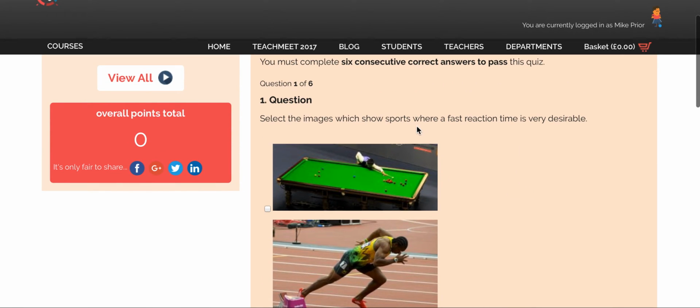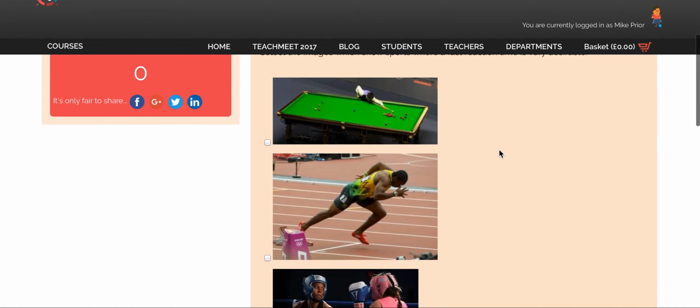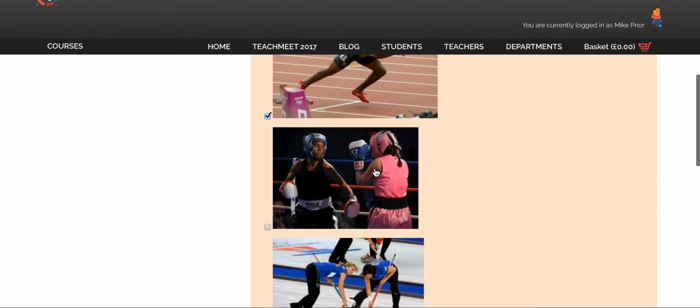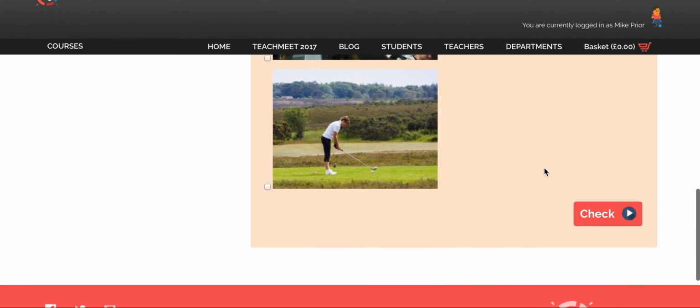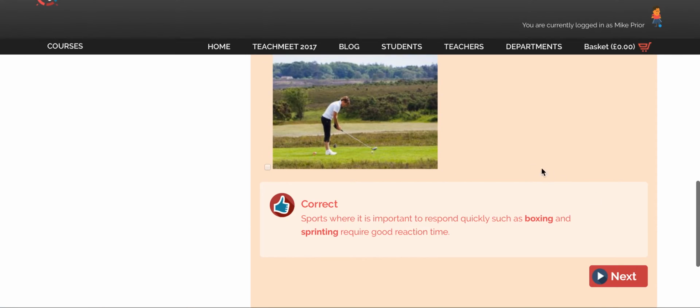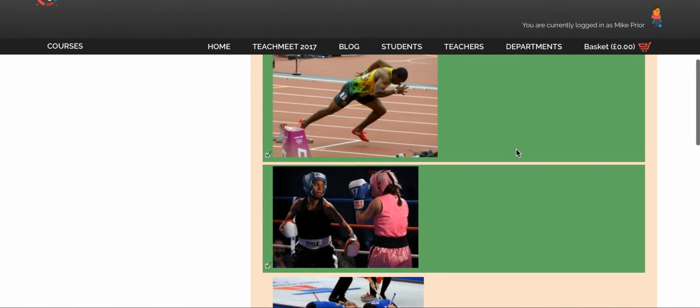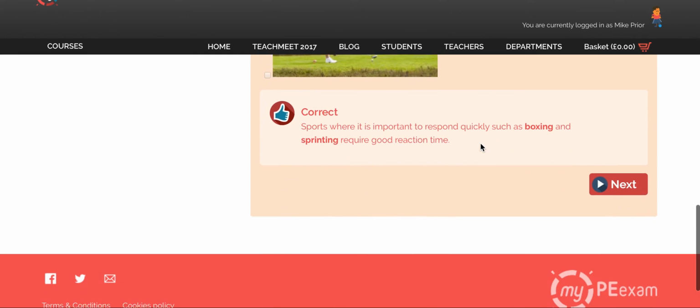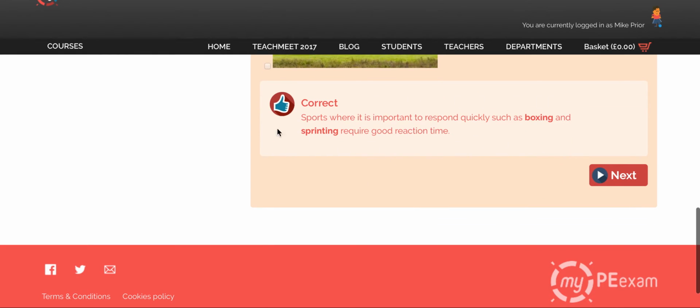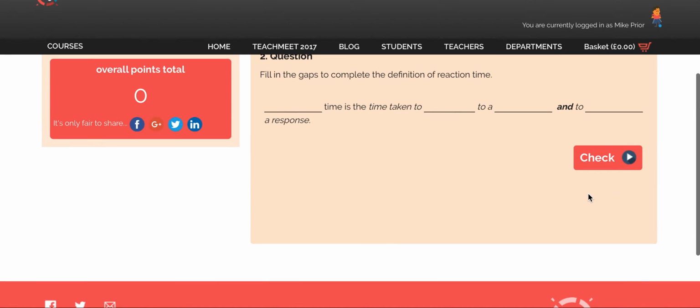The question is: select the image which shows which sport a fast reaction time is going to be very desirable in. So we're going to look here at boxing and sprinting, and then they click check. It's going to mark the question for them and tell them which ones they got right. Obviously both in this case, but if they got any wrong, it's going to highlight that for them. And then it's going to give them some brief feedback. In some cases, the feedback is quite brief, especially if they get it right. But in other cases, it goes into a bit more detail to help them develop that understanding.